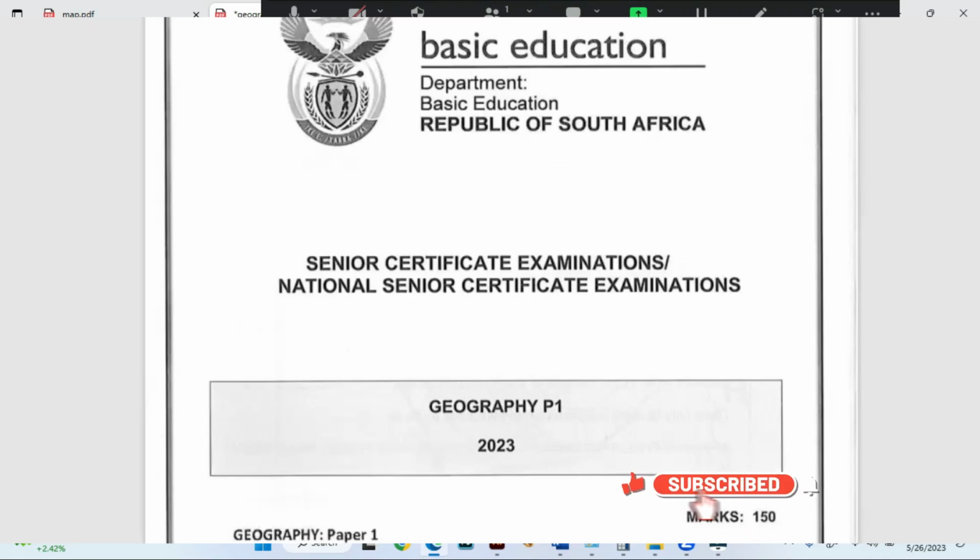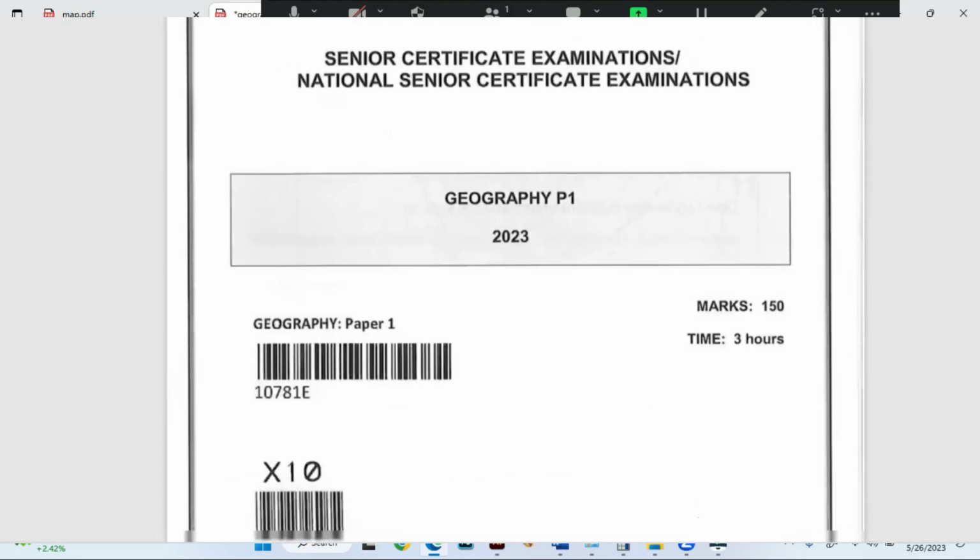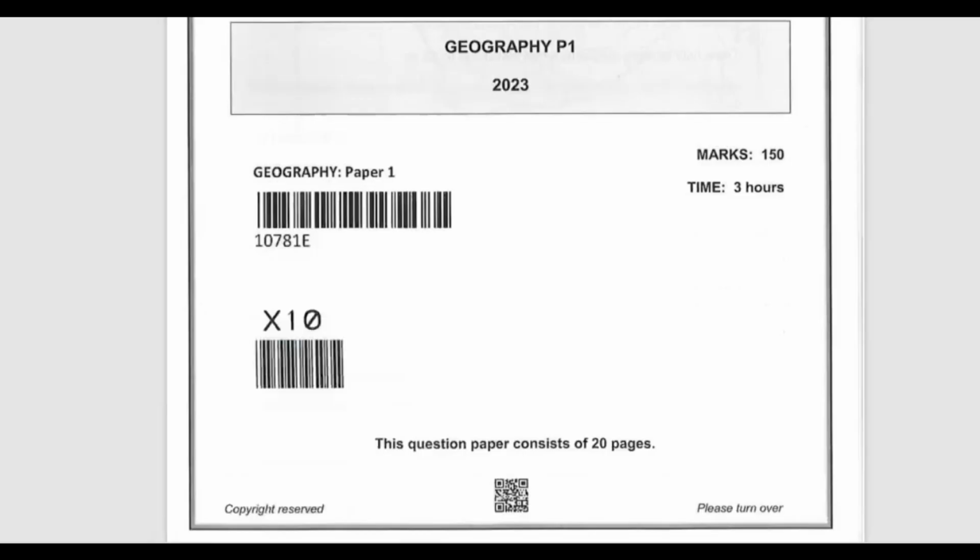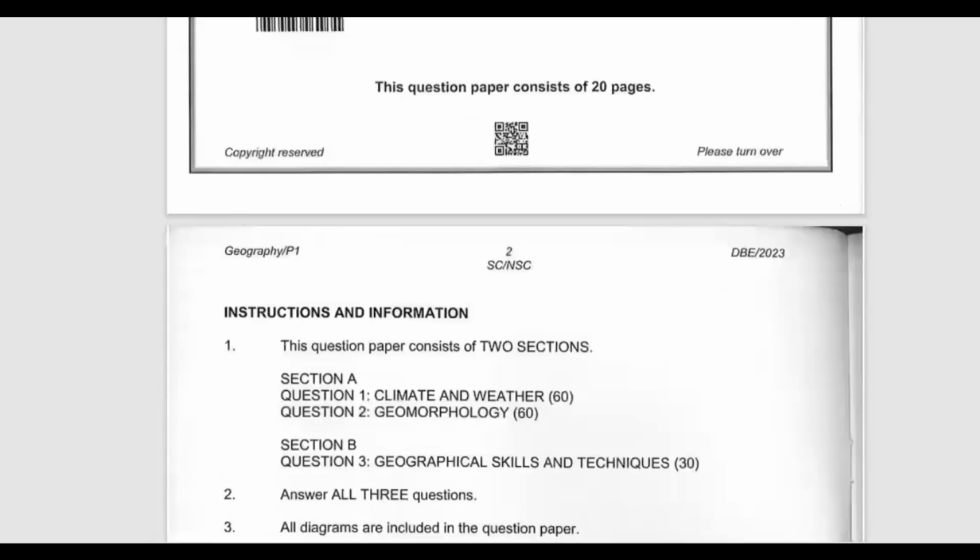Godfrey is here. I'm here to take you through the National Senior Certificate Examination for 2023, Paper 1. As I finish Paper 1, we shall be starting Paper 2 very soon. You will get Paper 2 very soon. You can see 150 marks, 3 hours. We'll start from there. And here we come.